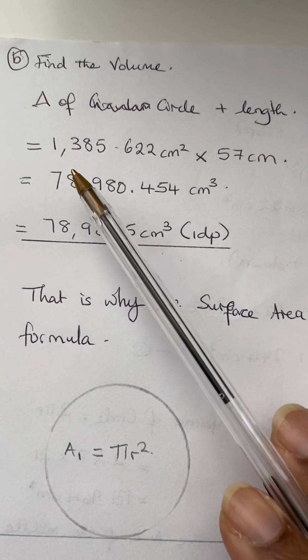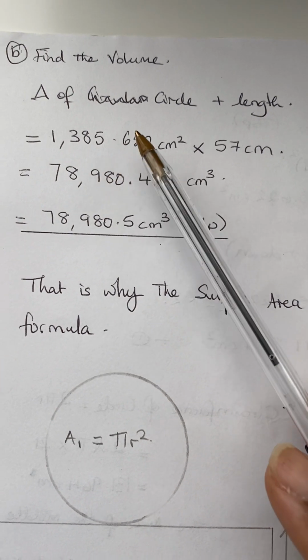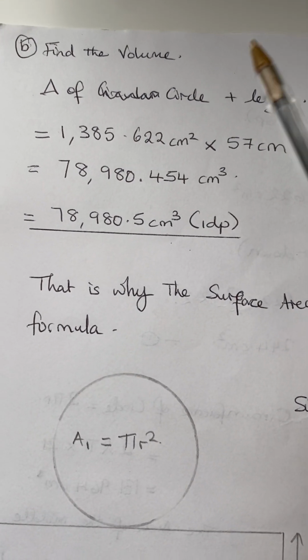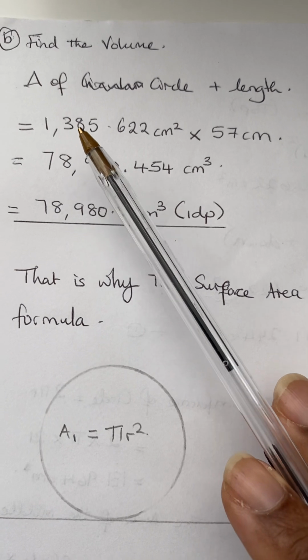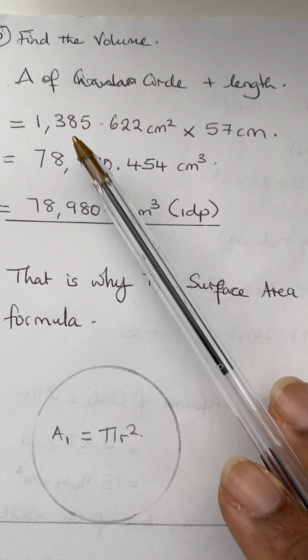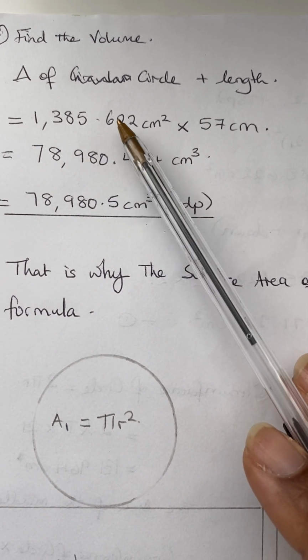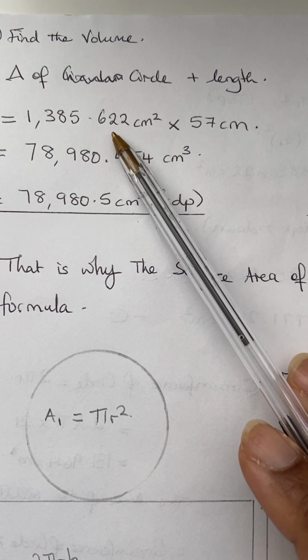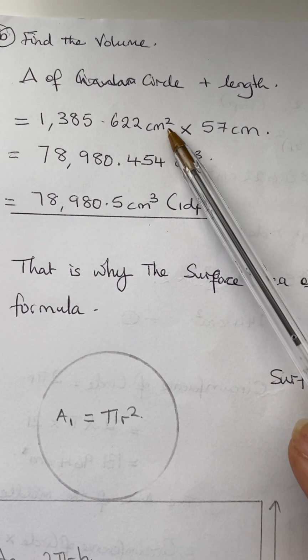So the area we got, not the top and the bottom, just the top, is 1,385.622 centimeters squared.